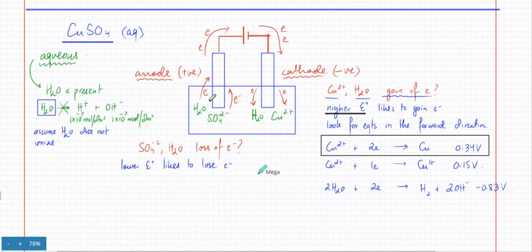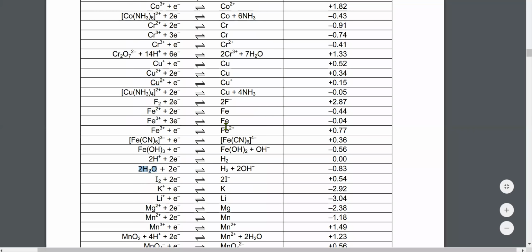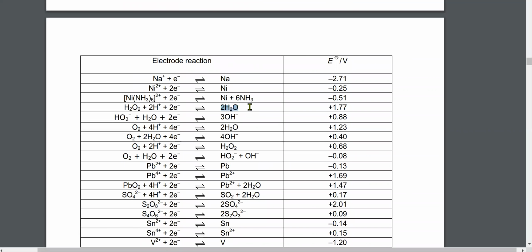So I'm going to look in the data booklet and look for equations in the backward direction, because that's the direction in which they lose electrons. Okay, so I'm going to pick water first, and I'm going to find water. In the data booklet, forward is gaining electrons, backward is losing electrons. So I need to find equations for water. So if you look over here, this one.